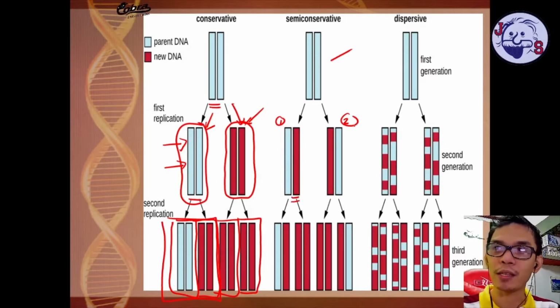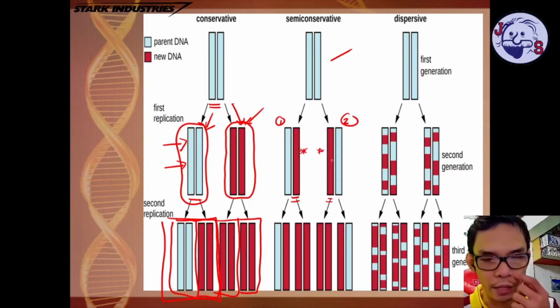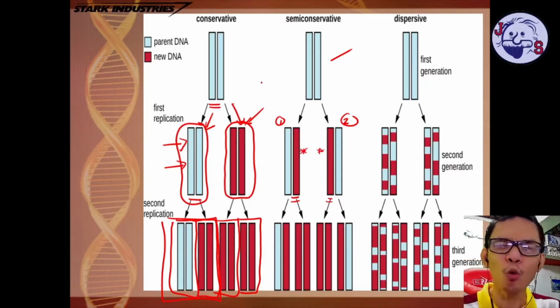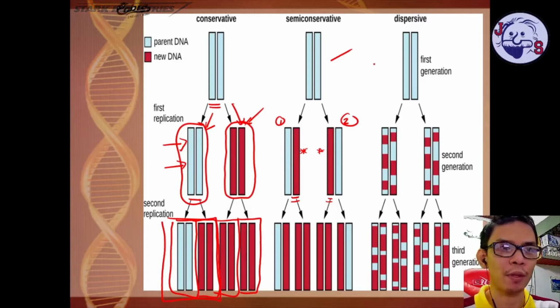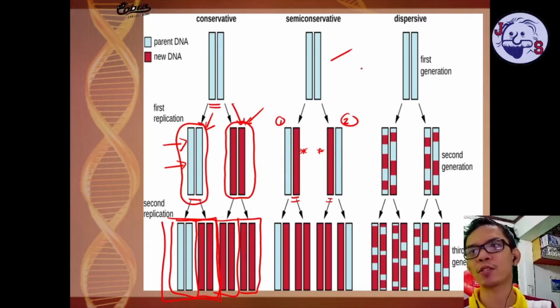Okay, so the second strand will also create a complementary pair, which is a newly synthesized strand. All right, so the one that we have right here, this one and the other one on the other side. This time, why is it called semi-conservative?